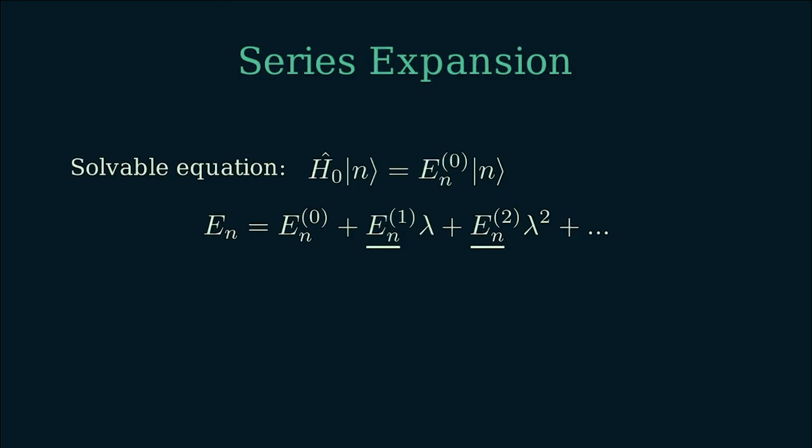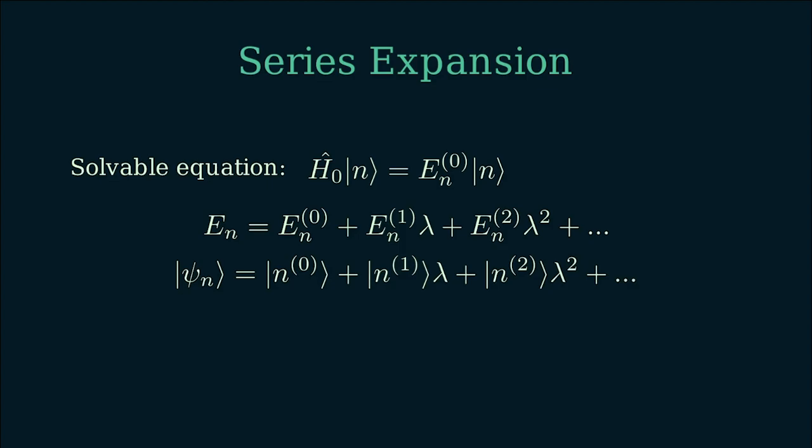Moving on, these terms are the correction terms that we will try to find in this video. Again, we will only concern ourselves with finding the first order correction En1, as it gives a good enough approximation for many applications. And we can do something similar for the energy eigenstates as well. But here, we have to be careful. Just as with eigenvalues, N0 is the eigenstate of the exact Hamiltonian.